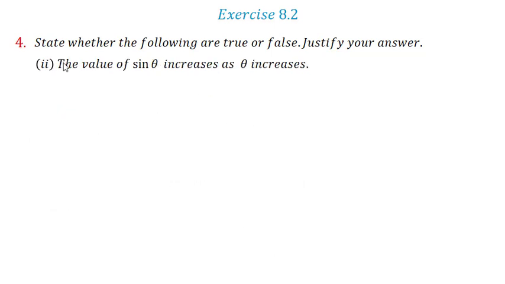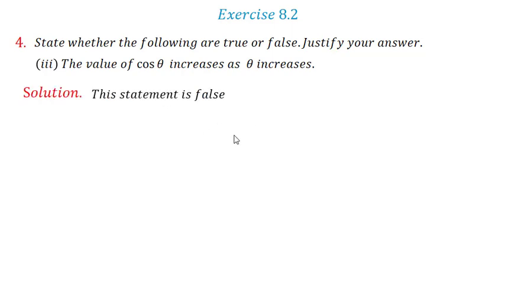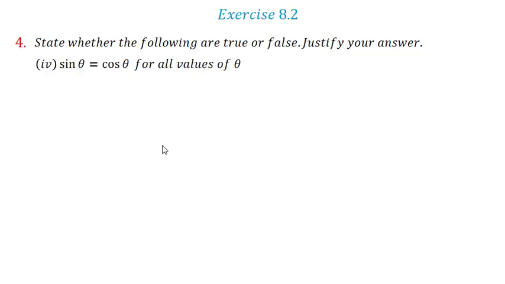Second, the value of sin theta increases as theta increases. So already we have seen in the table that as we increase from 0 to 90 degree, the value of sin theta also increases from 0 to 1. So this statement I will say is correct. Third question, the value of cos theta increases as theta increases. So this statement is false. We have seen that from 0 degree to 90 degree, the value of cos theta changes from 1 to 0. So the value of cos theta is decreasing from 1 to 0. So this statement is false.